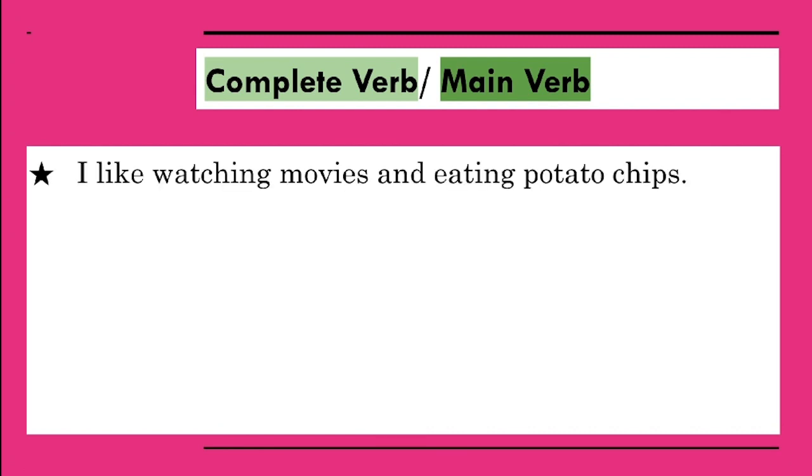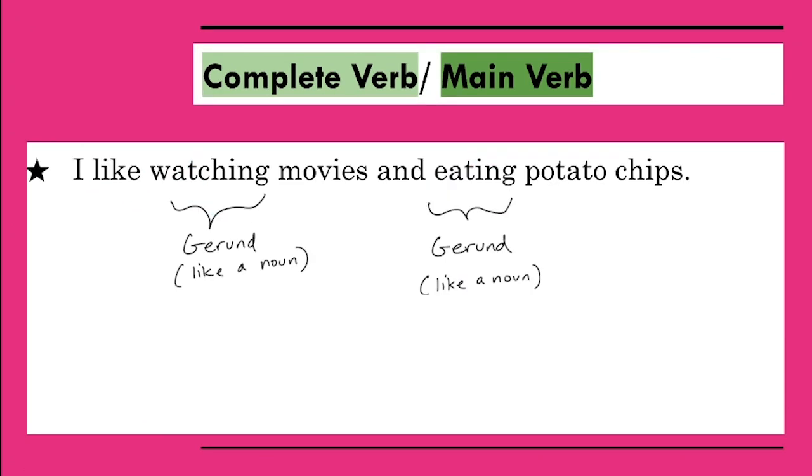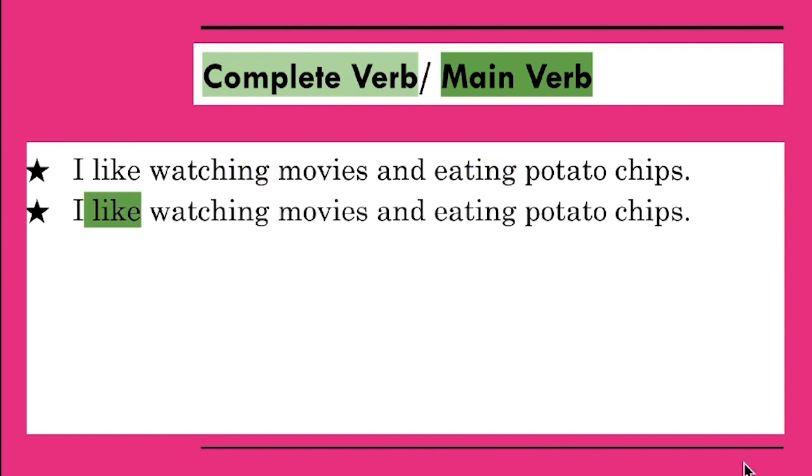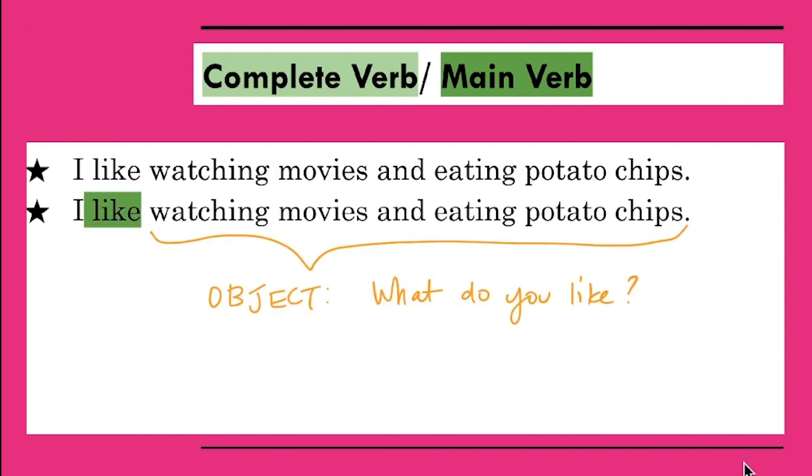Another example. Now, this might seem a little tricky. What happens? Well, I see some verbs. I see like, I see watch, I see eat. But do notice, watching and eating are gerunds. A gerund ends with ing. It looks like a verb, but it acts like a noun. And what is the main verb here? What's the action? Like. That's it. That is the only verb.